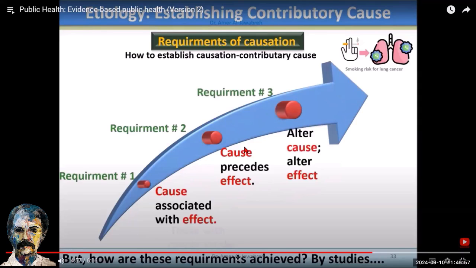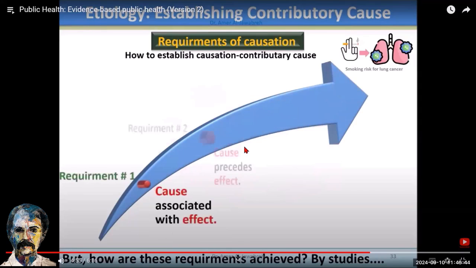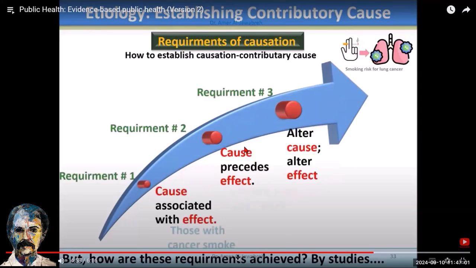Let's have an example so that you can understand. Requirement 1, cause associated with effect. Those with cancer smoke. 99% of those who have cancer, if you look back, they smoke. So there's an association between the cause, smoking, and the cancer. Requirement 2, cause precedes effect, which means that you smoke, then you get the cancer, not the other way around. And then requirement 3, alter cause, alter effect. Stop smoking, then the rates of lung cancer in the community will go down. So this is what I mean by the 3 requirements.